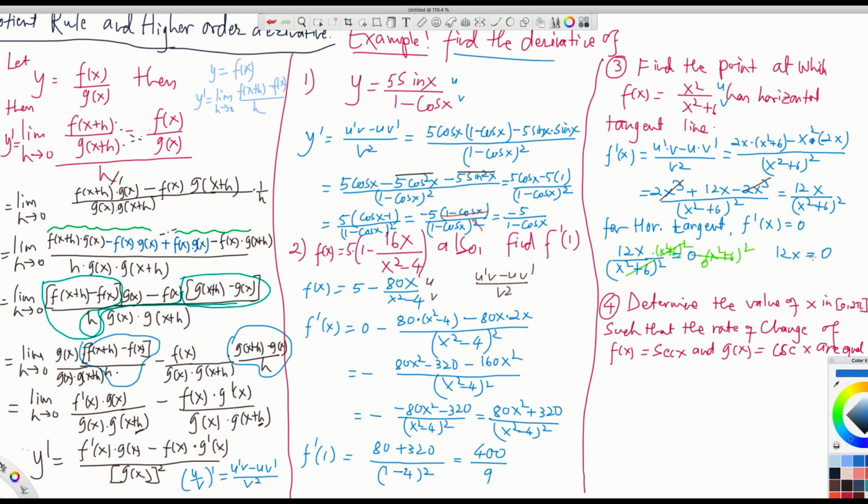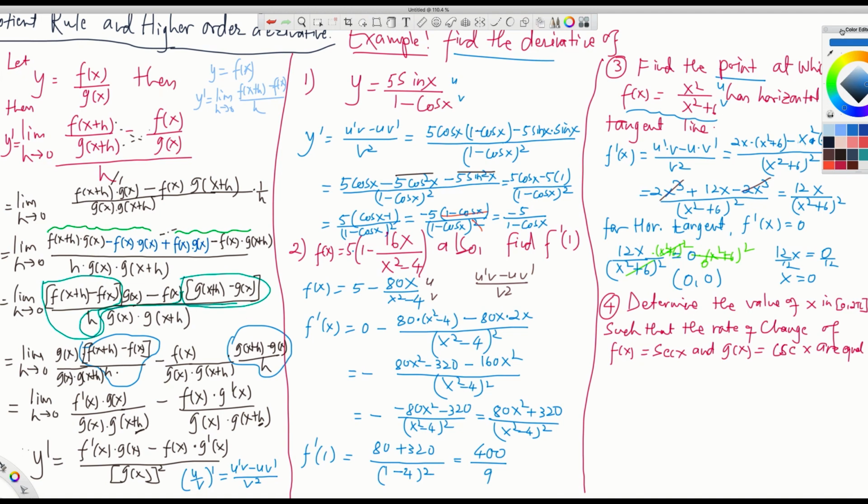When you divide by 12, what do you get? x equals 0. But you need to find the point, meaning x and y. If you plug in x equals 0, what is y? Plug in that x equals 0 here. So 0 over 0 plus 6 is 0 over 6, that is 0, right? So actually the point 0 comma 0 is the final answer. This is the point where the tangent of the curve is basically horizontal.